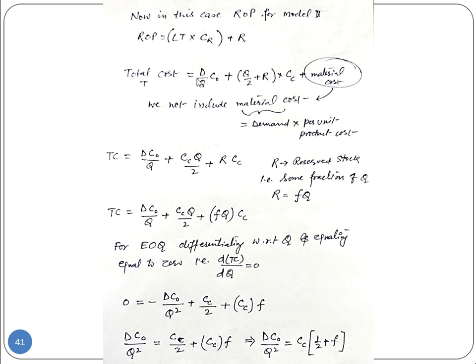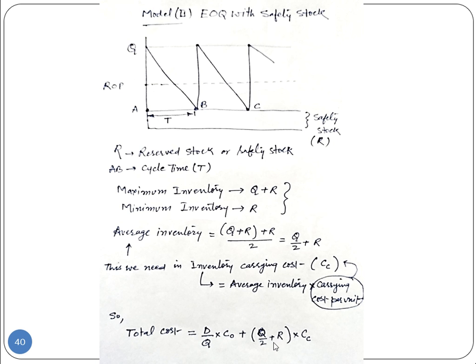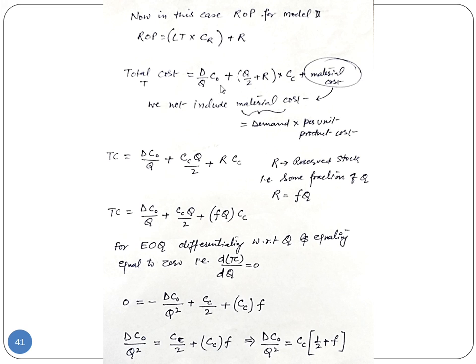So the total cost, we can write the formula in this way: D upon Q C0. This formula over here I write again: D upon Q C0 plus Q upon 2 plus R into CC, plus material cost. As I've already told you, material cost doesn't contain any variable, so when we do the derivative it becomes 0 because it is a constant term.